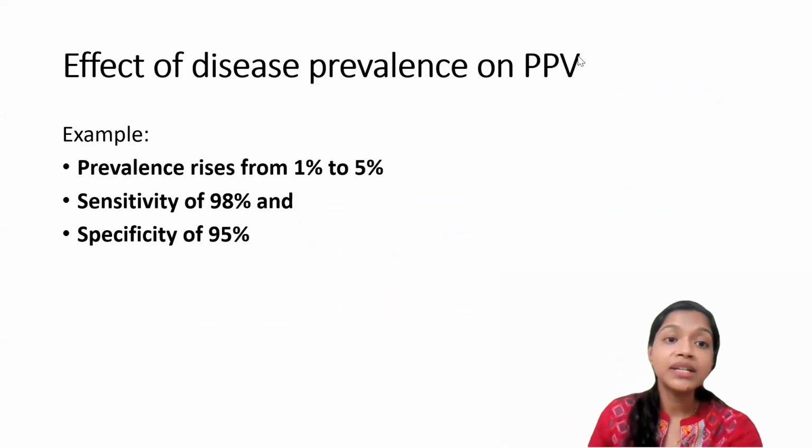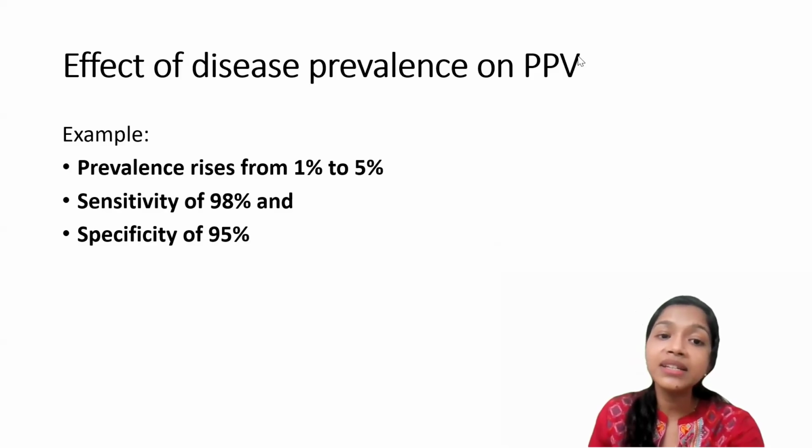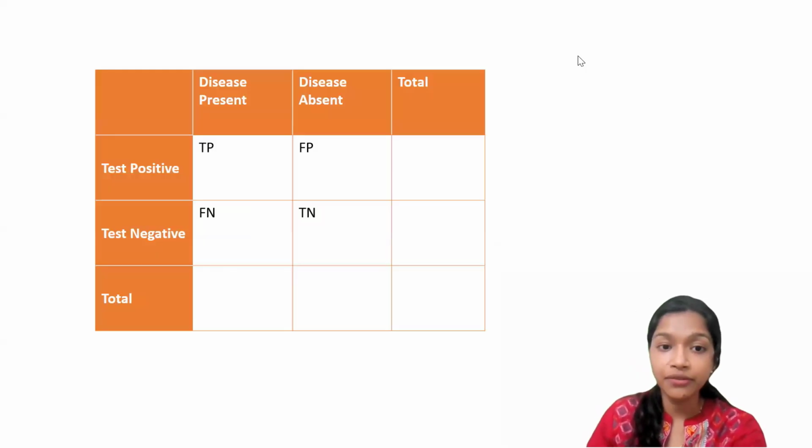Now, next, we want to understand how the disease prevalence affects the positive predictive value. So, we redo the exercise after considering the disease prevalence to be 5%. We keep the sensitivity and the specificity values as they are, and change the prevalence figure to 5%. So, I do the calculation again for you.